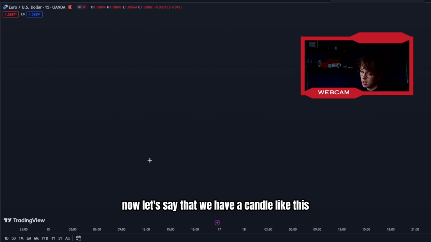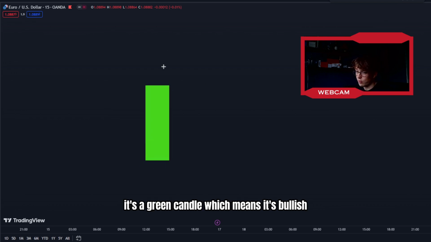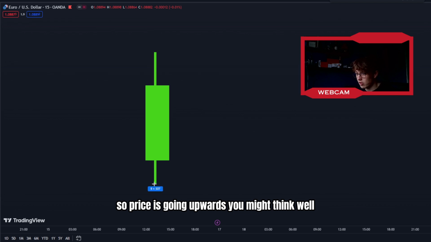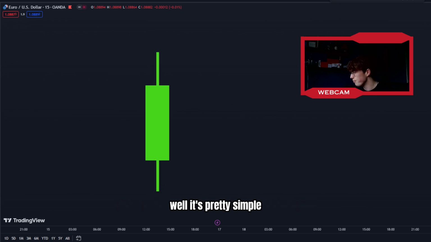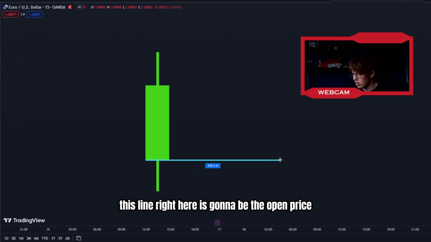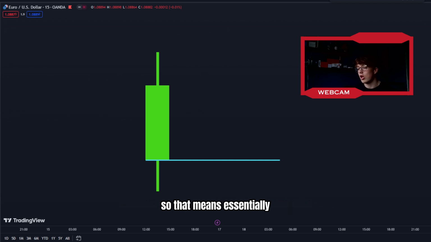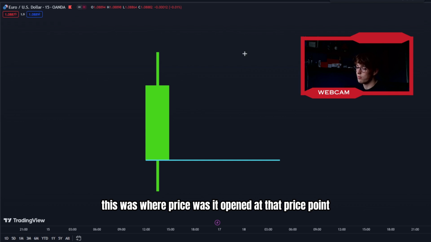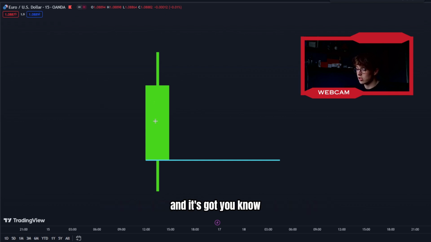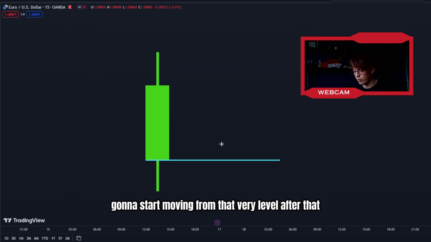Now, let's say that we have a candle like this. It's a green candle, which means it's bullish, so the price is going upwards. You might think, well, what does this candle mean? Well, it's pretty simple once you understand it. This line right here is going to be the open price. So that means essentially whatever time frame the candle is on, whether it's a 30-minute, a 5-minute, or a 15-minute candle, when that candle opened, this was where price was. It opened at that price point, and it's going to start moving from that very level.